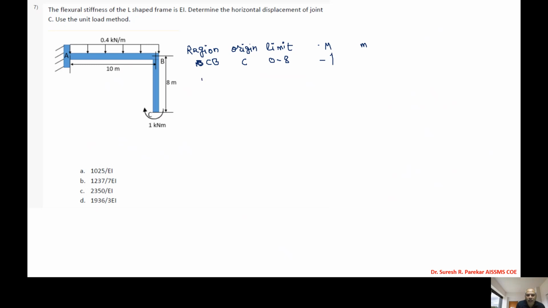Then we have BA, origin B, limit 0 to 10. Now we have the moment. Due to this, minus 1 will be as it is. So minus 1 minus, due to UDL, we have 0.4 into x square by 2. So we will have this value, that is 0.4 into x square by 2.